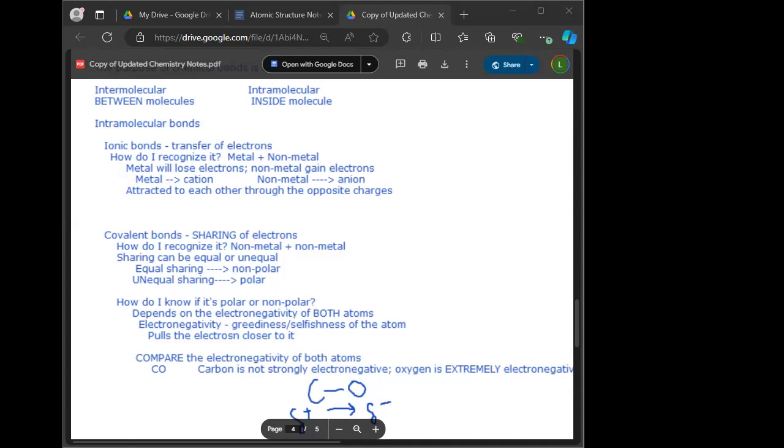When that happens, they're going to become attracted to each other through opposite charges. So that technically is how the ionic bond forms: through the attraction between the opposite charges.